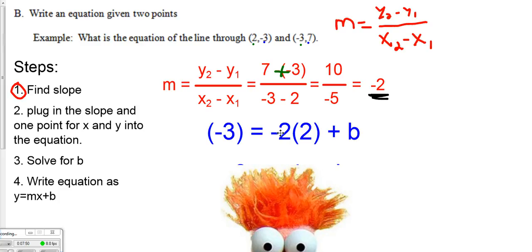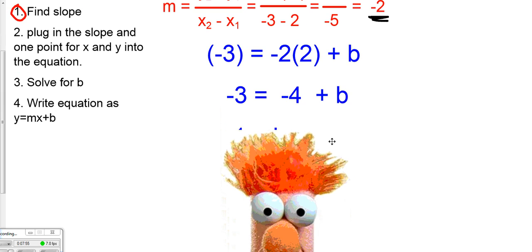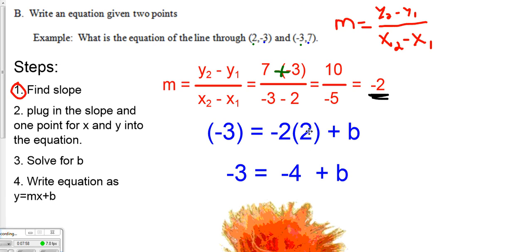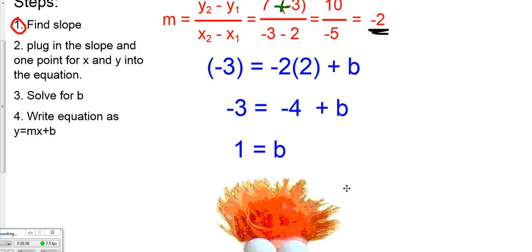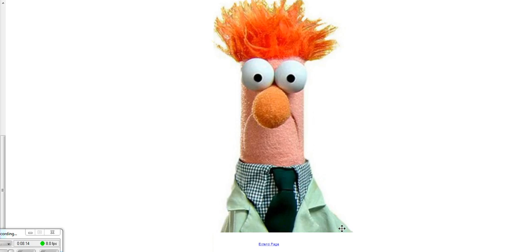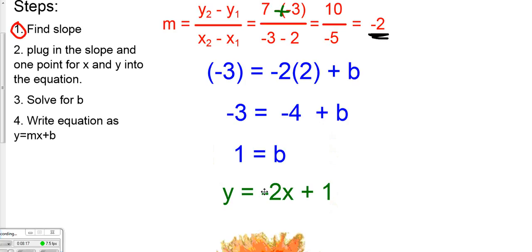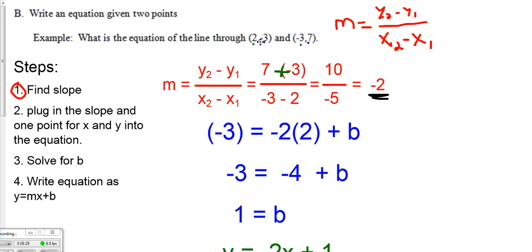So y equals mx plus b. And we don't know our b value yet. Moving right along. Negative 2 times 2 is negative 4. So negative 3 equals negative 4 plus b. We're going to have to add 4 to both sides, in which case we get 1 equals b. Okay, from there now, we'll just plug our b value and our m value into y equals mx plus b, and we get y equals negative 2, that was our m, times x plus positive 1. That's our b. So this would be our equation that would go through these 2 points.